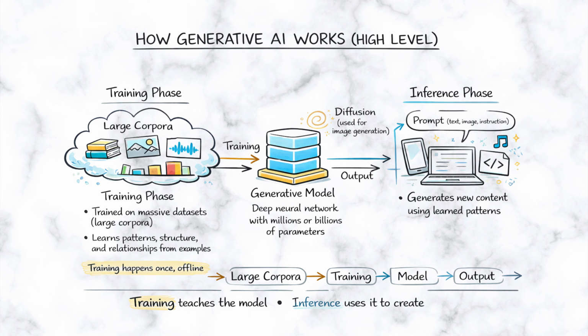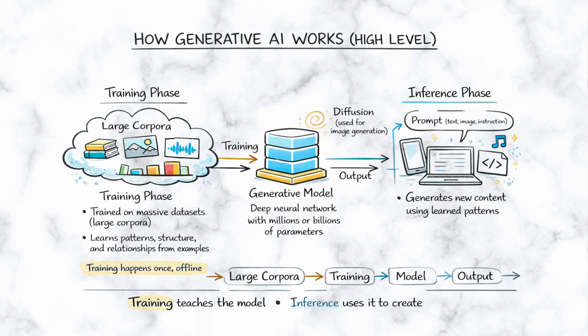Once training is complete, we move to inference. This is when you interact with the model by giving it a prompt. The model then uses what it learned during the training phase to generate new content. In short, training teaches the model and inference lets it create.